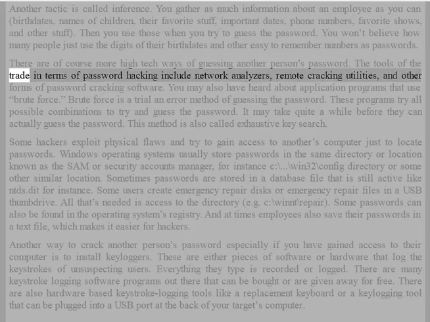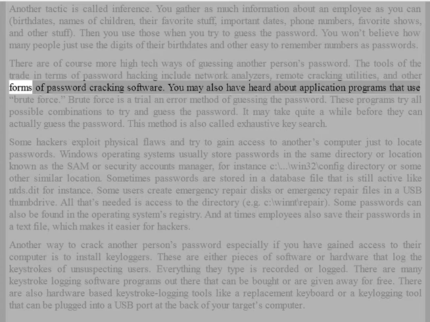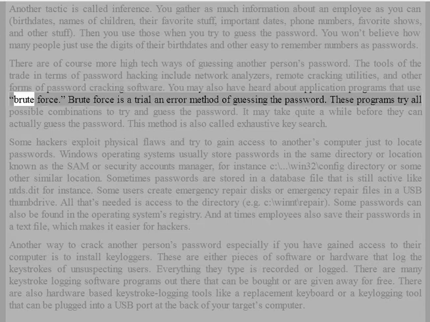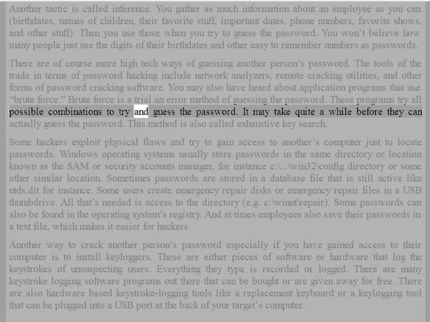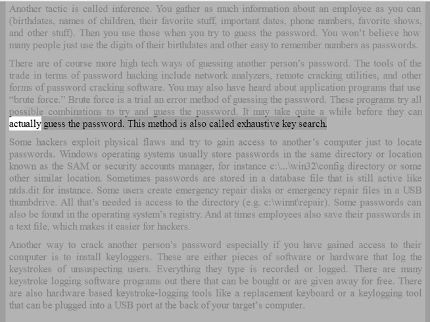The tools of the trade in terms of password hacking include network analyzers, remote cracking utilities, and other forms of password cracking software. You may also have heard about application programs that use brute force. Brute force is a trial and error method of guessing the password. These programs try all possible combinations to try and guess the password. It may take quite a while before they can actually guess the password. This method is also called exhaustive key search.